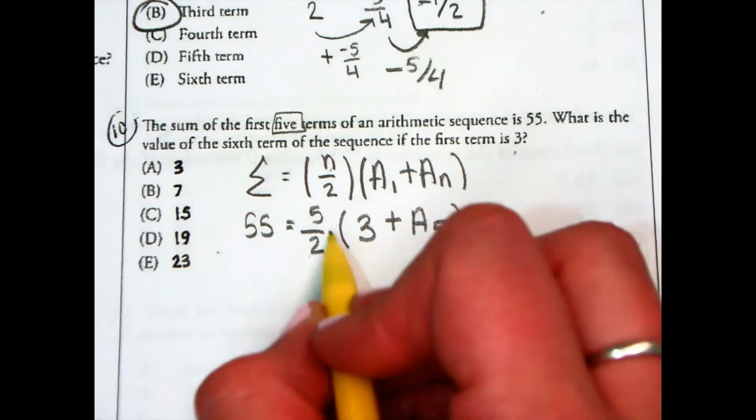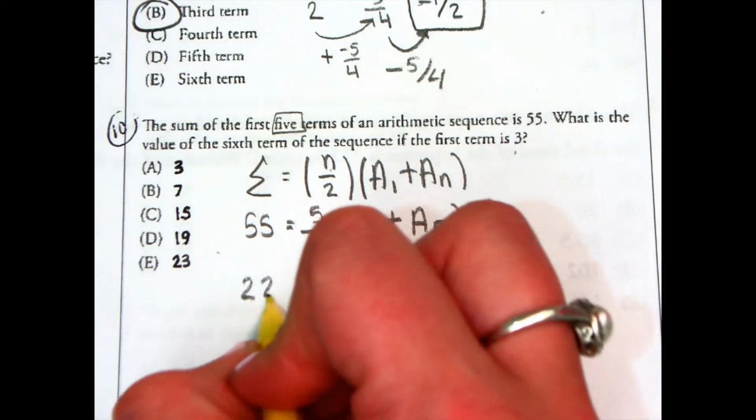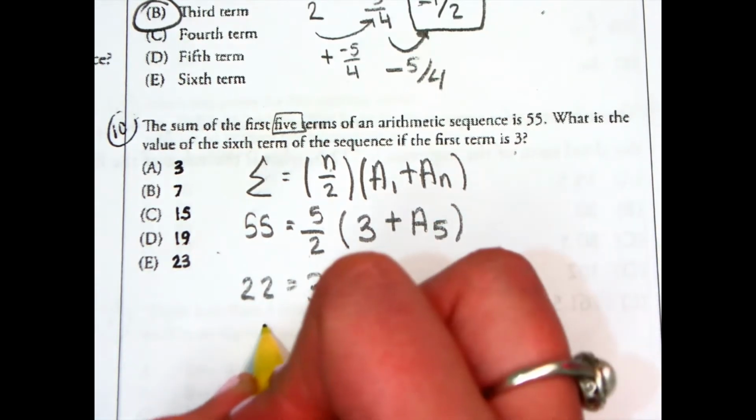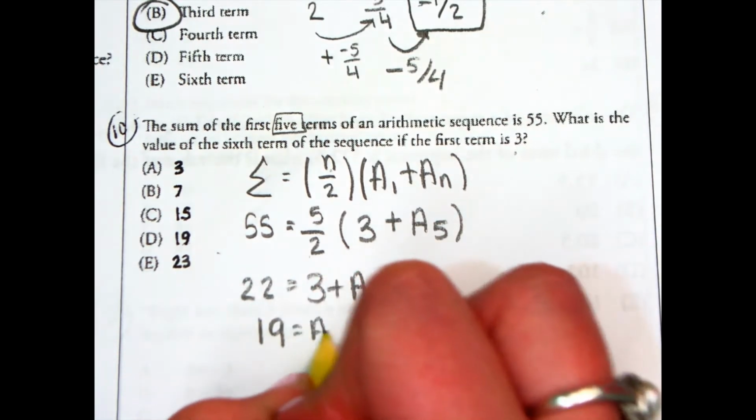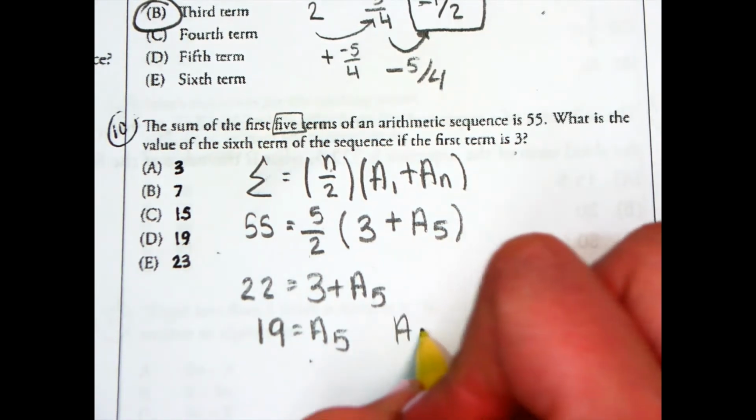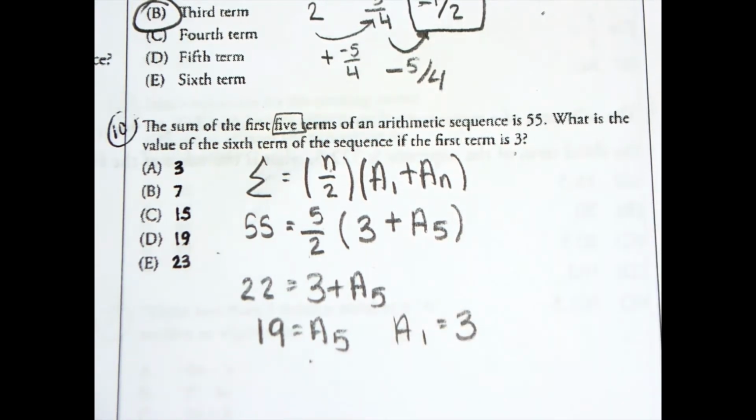So dividing both sides by 5 halves, I get 22 equals 3 plus a sub 5. Subtracting 3 gives me 19. So I know that a sub 5 is 19. I know that a sub 1 is 3. We now need to figure out the common difference. So our goal is to get to the next term.